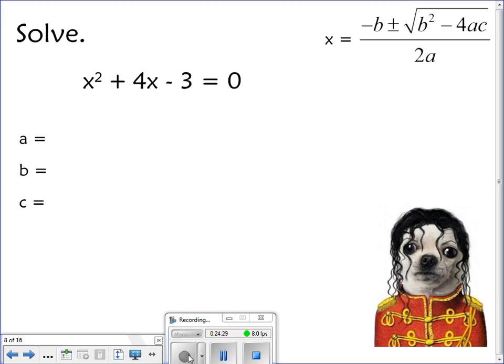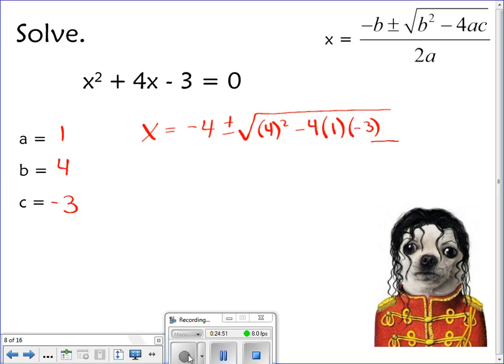All right, so this problem, already set equal to 0. What's your A, B, and C? All right, so here we go. X equals negative B, negative 4, plus or minus square root B squared, 4 squared, minus 4 times A times C, all over 2 times A. All right, so plug all your numbers in, and then grab your calculator and see what's underneath there. 28.